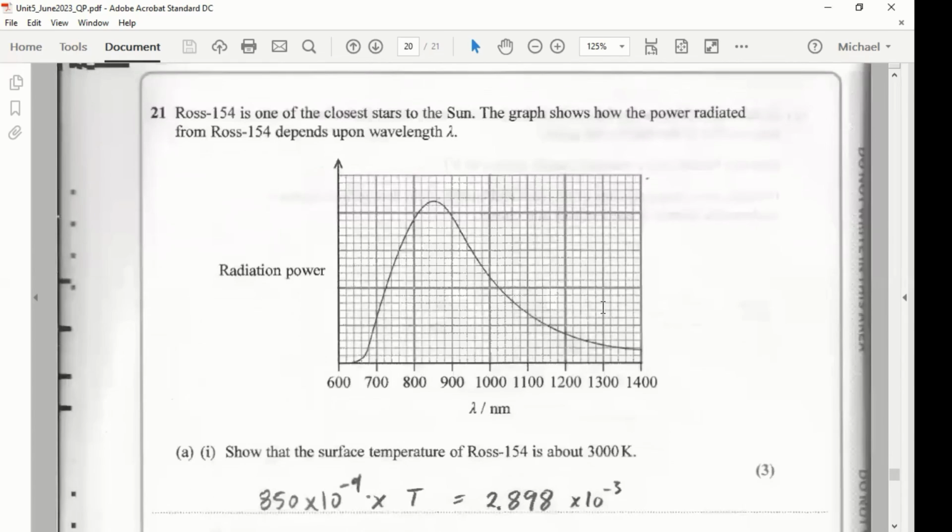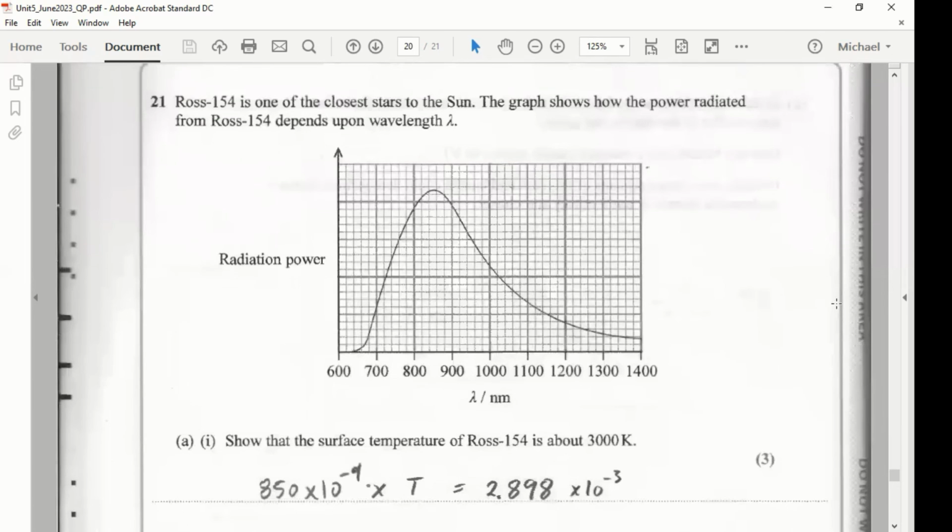And I think we're moving on to the last question, question 21. Ross 154 is one of the closest stars to the Sun. The graph shows how the power radiated from Ross 154 depends upon wavelength lambda. So you've got lambda along the bottom, and you've got radiation power. Show that the surface temperature of Ross is about 3000 Kelvin.